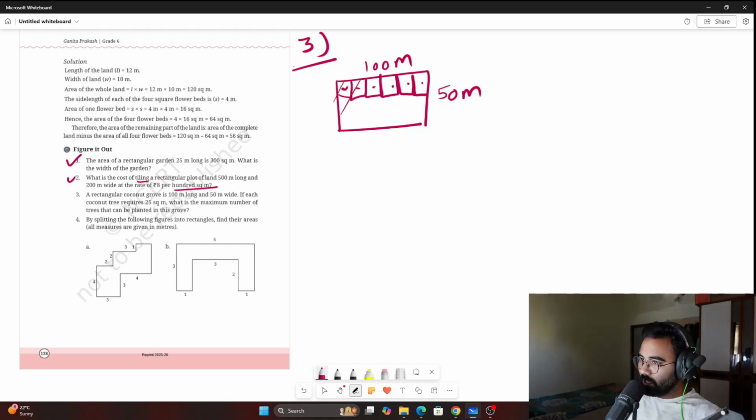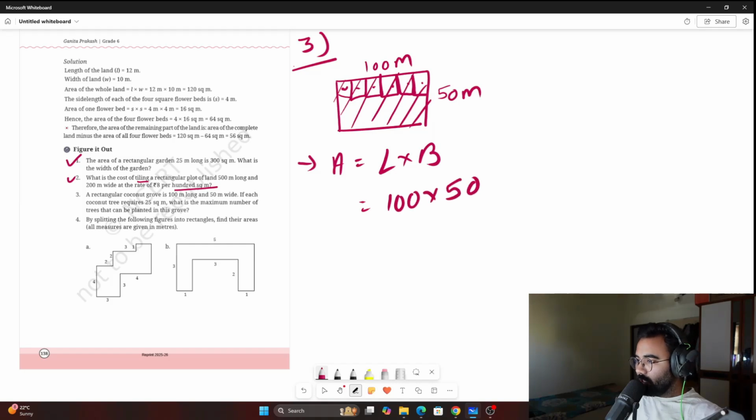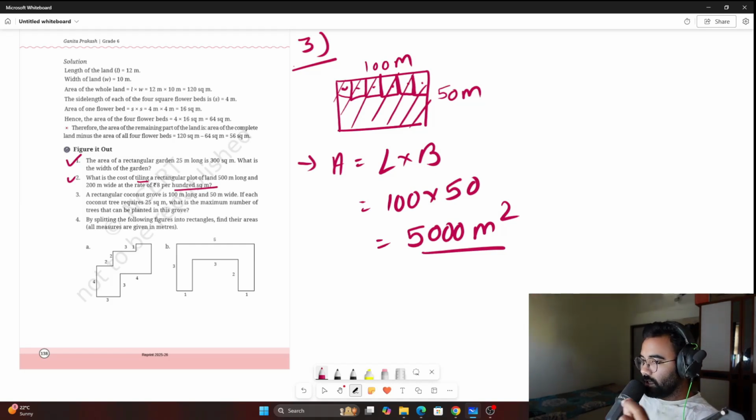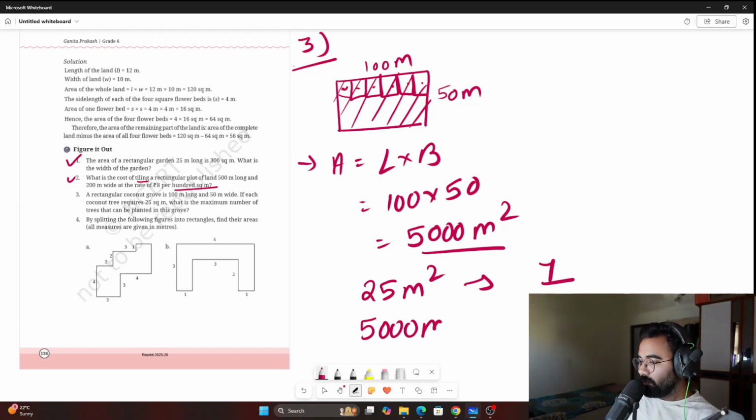So first of all, I'll need the total area. What is the total area of a rectangle? That should be length into breadth, that is 100 into 50. That should give you 5000 meter square. So this is the total area. Now out of this total area, one coconut tree requires 25 meter square. So in 25 meter square, I can grow one coconut tree. How many coconut trees can I grow in 5000 meter square?